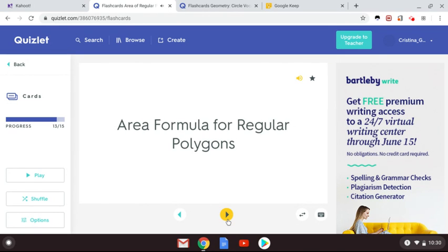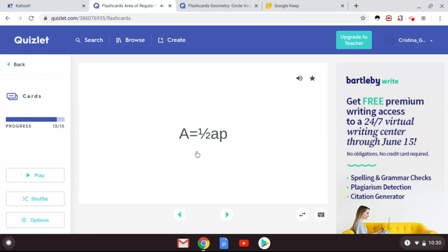Area formula for regular polygons: A equals 1/2 AB. 1/2 A times P, the larger P. Or in the textbook again, they have the area is equal to 1/2 the apothem times N times S. That's another way to solve for this.